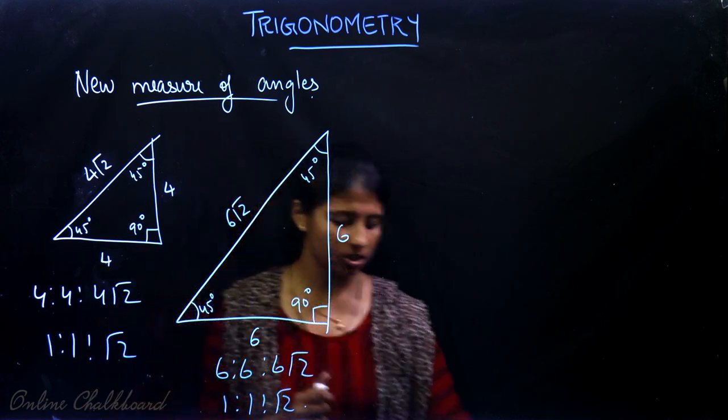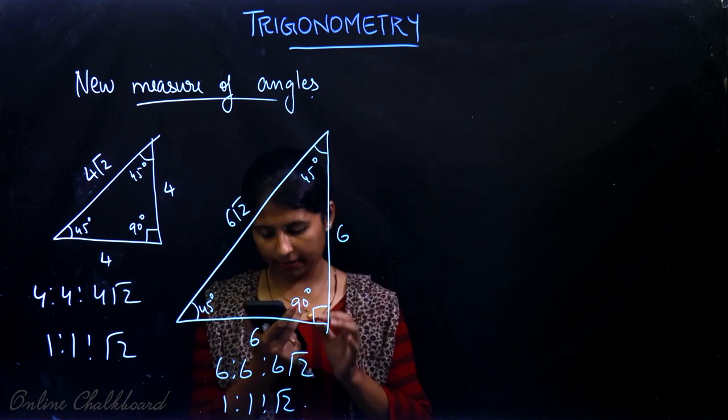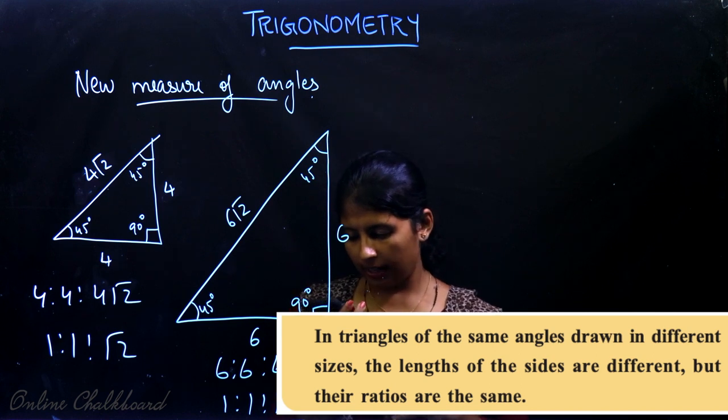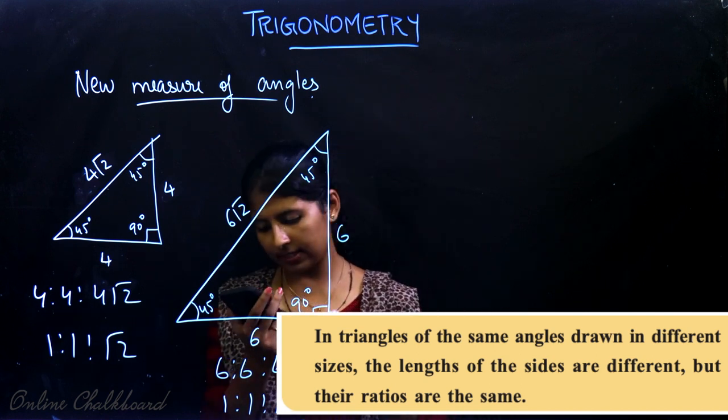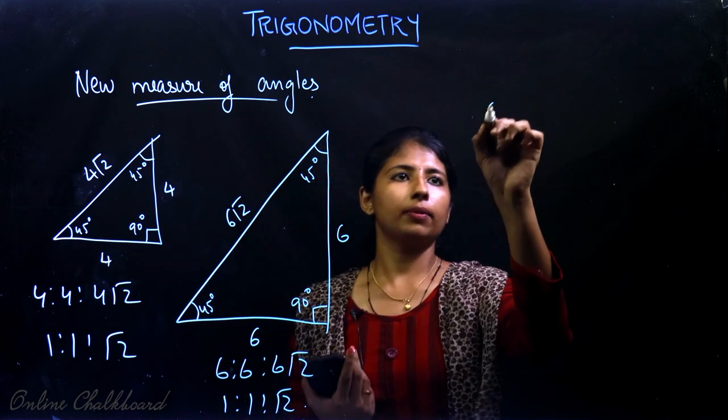That is textbook page number 105. In triangles with the same angles drawn in different sizes, the lengths of the sides are different, but the ratios are the same. Now, I'm going to draw a triangle.